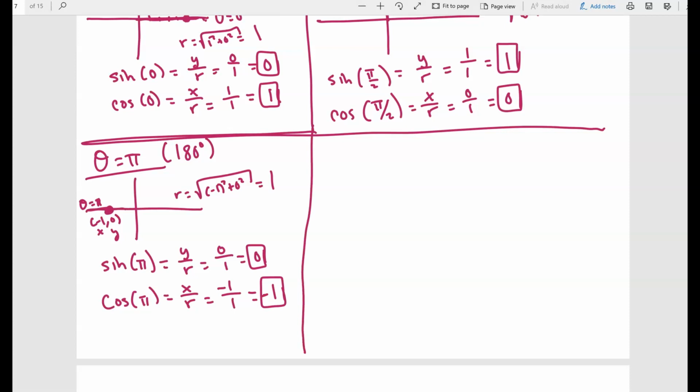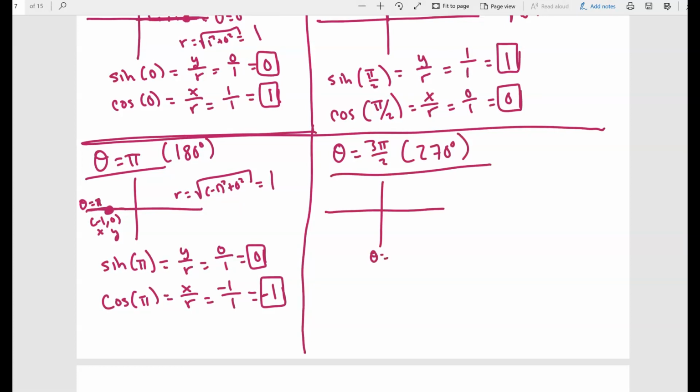Okay, and now let's do the last part, which is going to be when theta is equal to 3 pi over 2. And in this case, this is 270 degrees. Okay. So here theta is equal to 3 pi over 2, which is going to be this direction. I'm going to choose another point, 0, comma, negative 1. This is our x and our y. Figure out what your r is. That's just going to be the square root of 0 squared plus negative 1 squared. Still going to give me 1.